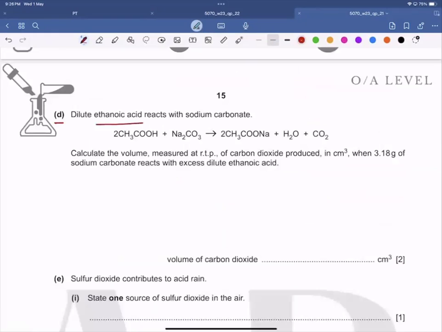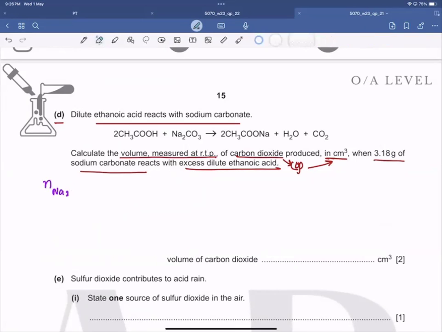Now D, dilute ethanoic acid reacts with sodium carbonate. Okay. Calculate the volume measured at RTP of carbon dioxide. So you must remember that it's a gas. In cm³, when 3.18 g of sodium carbonate was reacted with excess dilute ethanoic acid. So we got the mass of sodium carbonate. So we first find the moles of sodium carbonate, right?